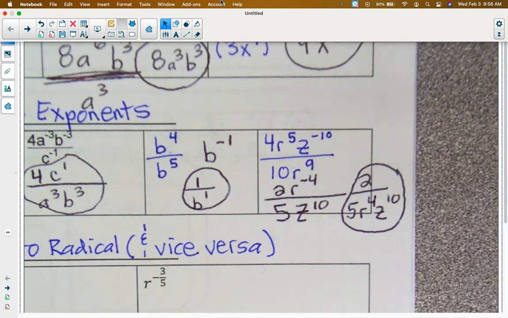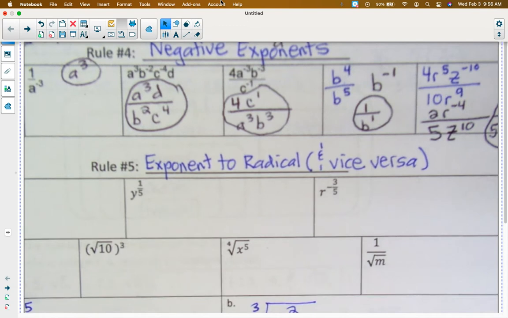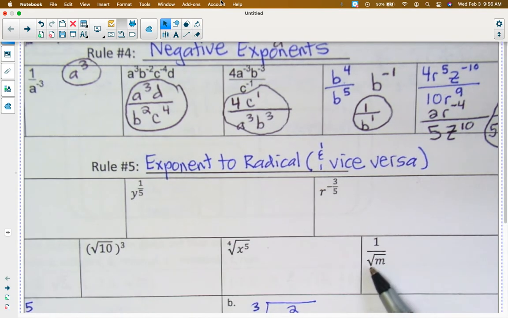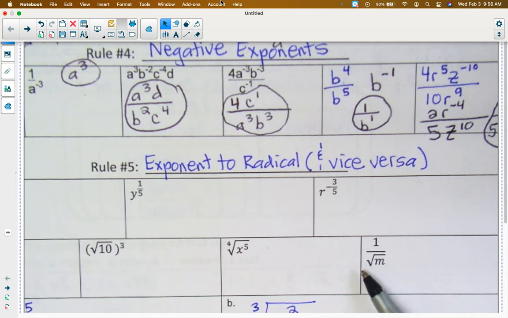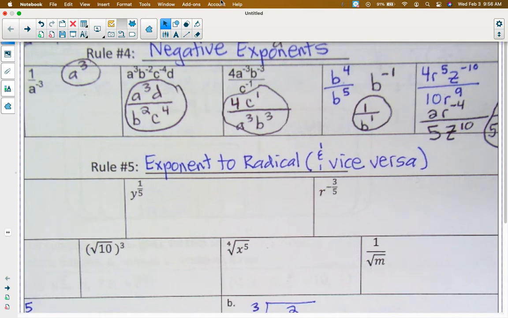And our last rule that we're going to talk about, I'm going to show you how to move from exponent to a radical, which is the math terminology for a square root. So this symbol down here where we see the square root of m, that symbol is called a radical. I'm sure you've seen it before. You probably call it the square root, but it's called a radical. So I'm going to show you how to go from exponent form to radical form, then from radical form to exponent form. So that's what vice versa means. We'll go one direction, then we'll flip it and bring it back, vice versa.